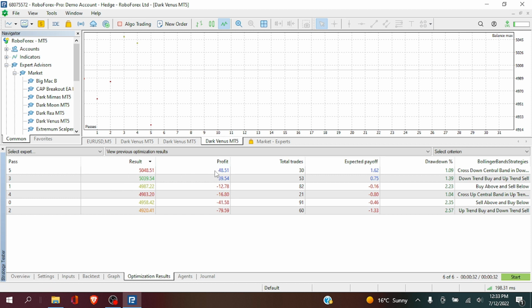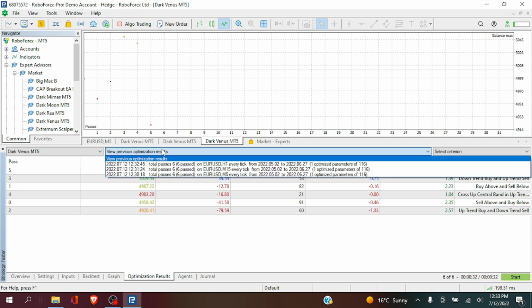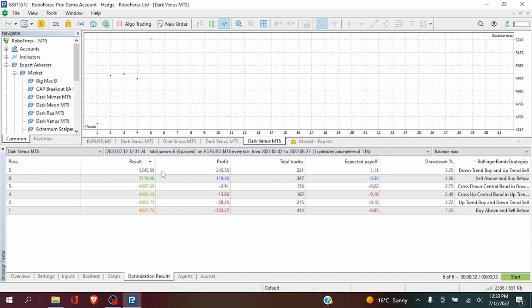Now on the H1, again, we have 2 profitable strategies: cross down central band and a downtrend, which gave us 48, and downtrend buy, uptrend sell. Now, the H1 represents very few trades, and for this reason, today the strategy we'll be focusing on will be on the 15-minute time frame. So to select those, we're going to select Dark Venus and view the previous results from the 15-minute time frame. Now let's look at the downtrend buy and uptrend sell.